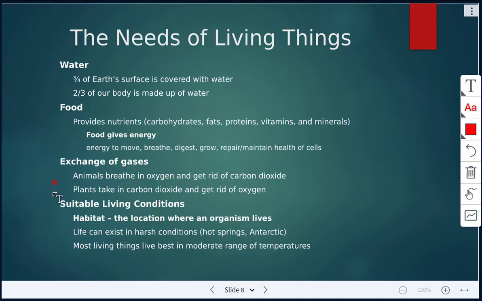We also need suitable living conditions. So for example, a habitat. This is a location where an organism lives. Keep in mind, life can exist in even harsh, extreme conditions, such as hot springs and the Antarctic. But from what we see, most living things live best in a moderate range of temperatures. So those are the needs of living things.